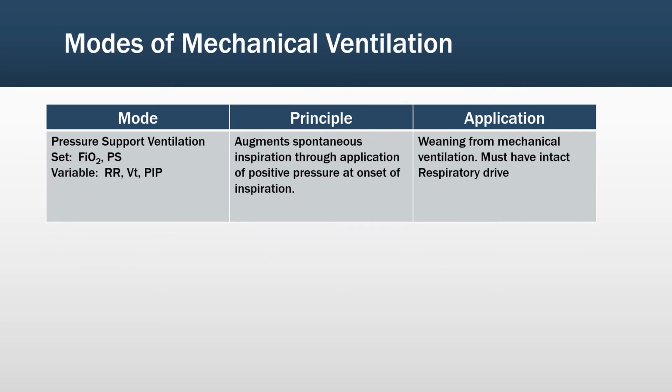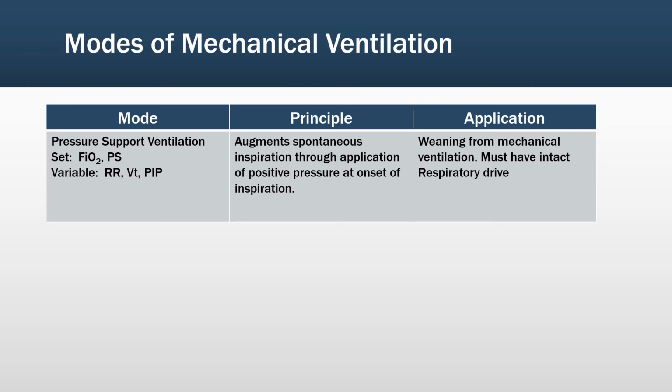The next mode we'll look at is pressure support ventilation. In this mode, the parameters that are set are the FiO2 and the pressure support. What's variable is the respiratory rate, the tidal volume, and the peak inspiratory pressures. So the patient sets the rate and the tidal volume.